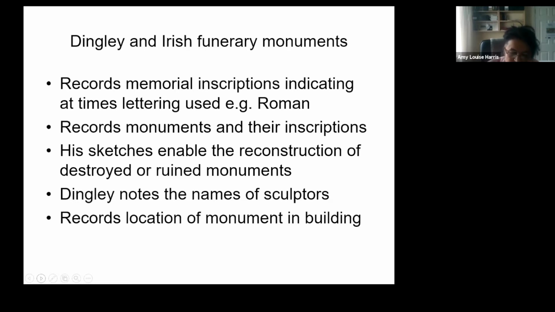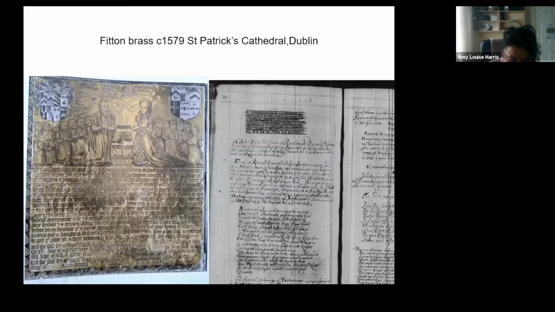Post 1660, and with the Restoration, Ireland was at peace, but it still had a standing army, and Dingley notes their presence, the various groups of army people in Ireland when he meets them. Anyway, let's start with the manuscript.